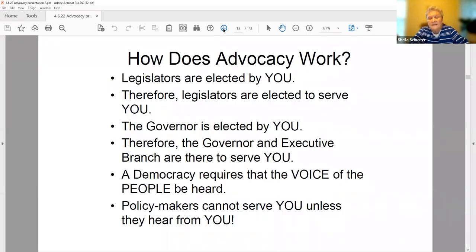So advocacy works in this way. Legislators are elected by you, and therefore they are elected to serve you. So I will say to each and every one of you, if you're a resident of Kentucky, you have a state senator and you have a state representative, and you are a constituent of theirs, meaning you live in their district. They have every responsibility to listen to you if you reach out to them. And we're going to talk about how you can make those contacts.